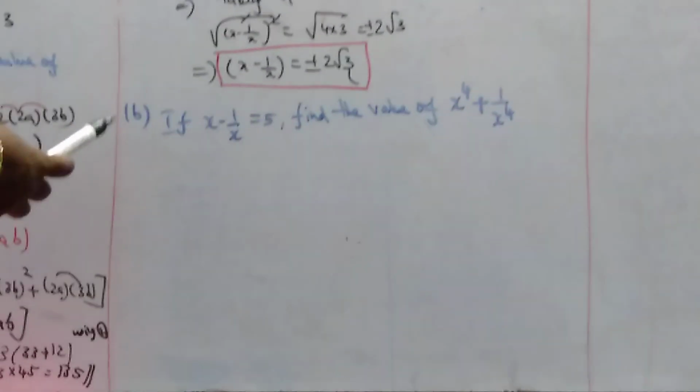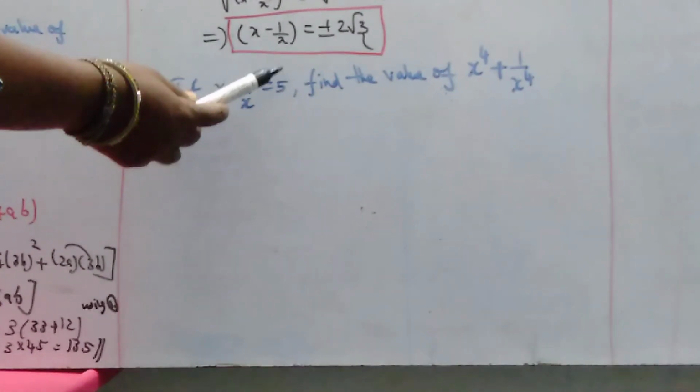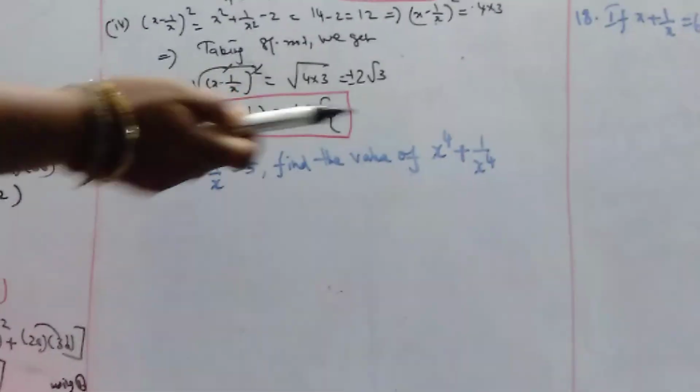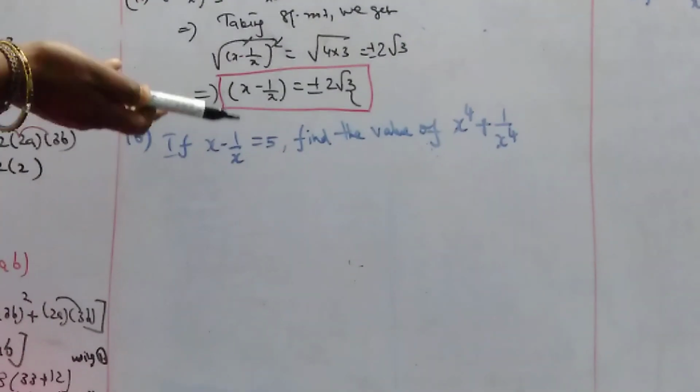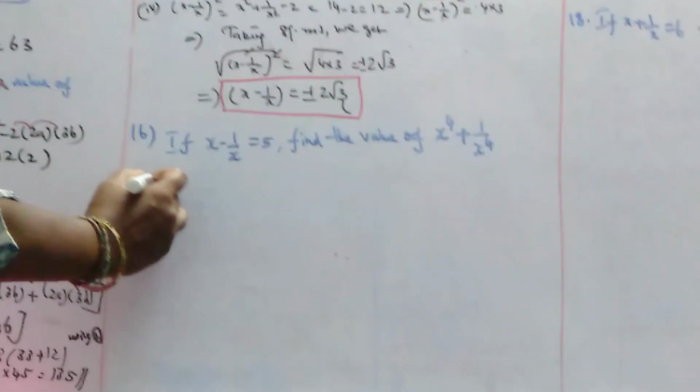The next question is question number 16. The question is, if x minus 1 by x equals 5, find the value of x power 4 plus 1 by x power 4. This is very clear. It is the same as the previous sum. So you can do it as homework, but no problem. Let me do it. Okay. So here x minus 1 by x is given.